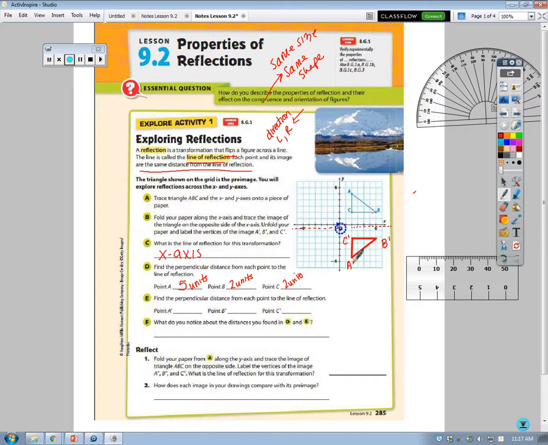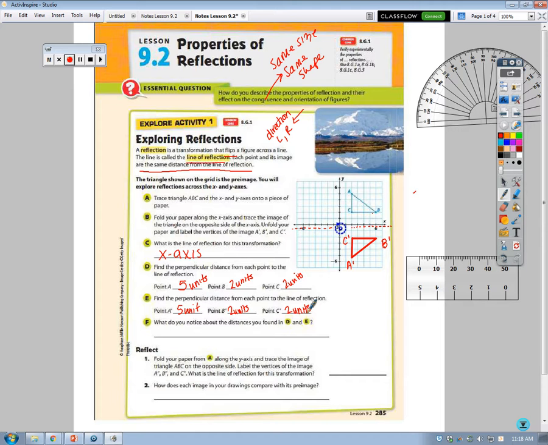So if I look at A prime, it should be 1, 2, 3, 4, 5, right, 5 units from my line of reflection. Point B prime is 1, 2 units from my line of reflection. And point C prime is 1, 2 units from my line of reflection. So when I compare those, which is what I'm doing in F, what do you notice about the distances you found in D and E?